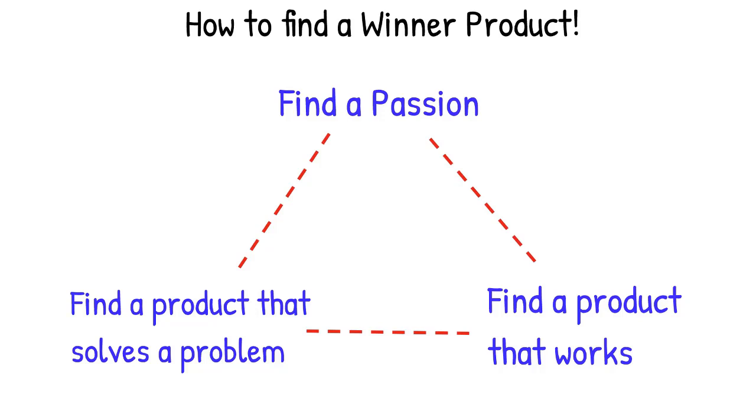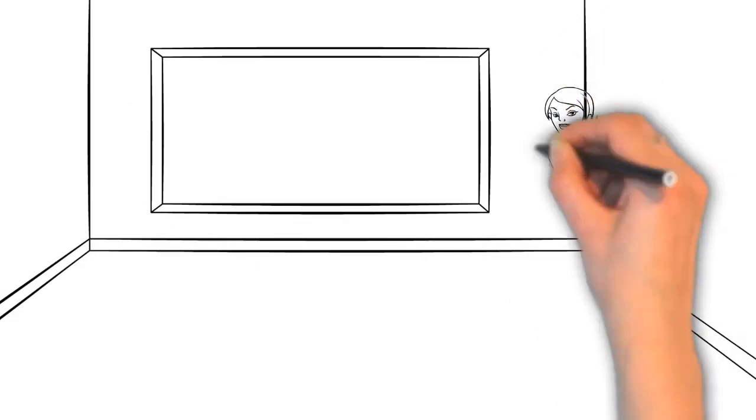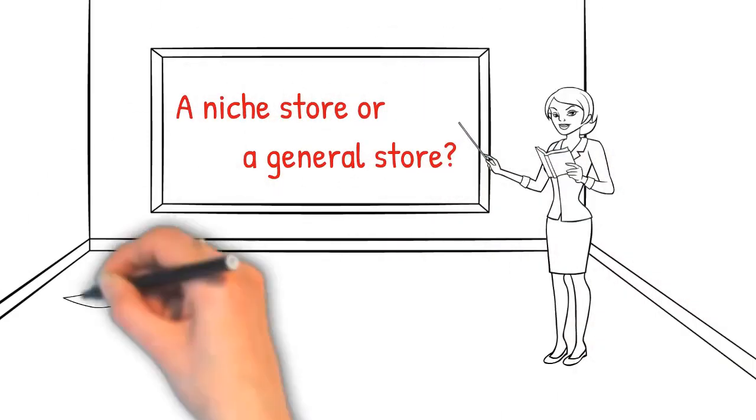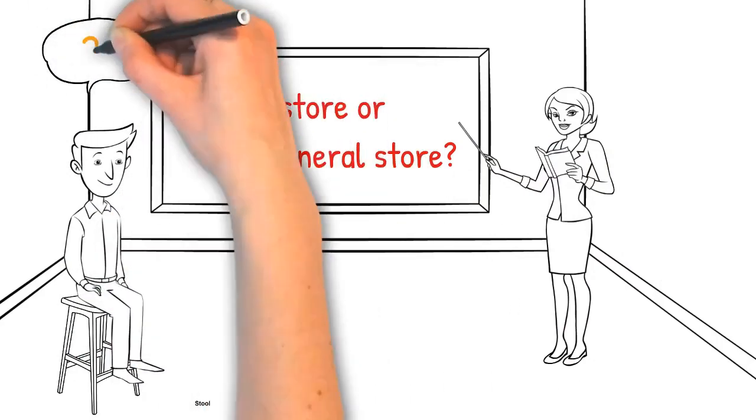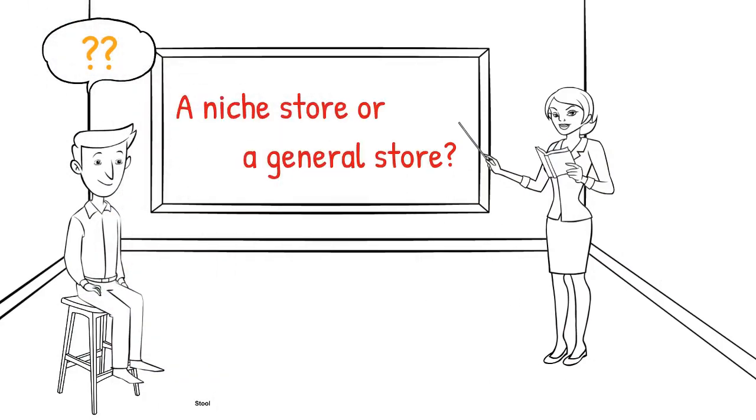Knowing how to pick suitable winner products is something you should be aware of before deciding which kind of store you will have, a niche store or a general store. And to answer this question in the most professional way, we should lay out the pros and cons of each choice. We will start with the general store, then we will move to the niche store. And in this way, you will be able to make the decision faster.